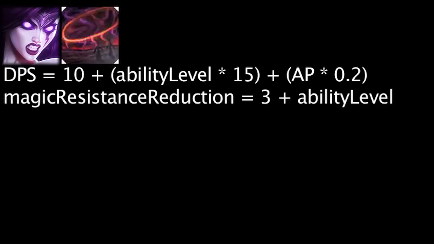Tormented Soil has had its magic damage per level decreased by 1, but its ability power ratio increased by 0.02.